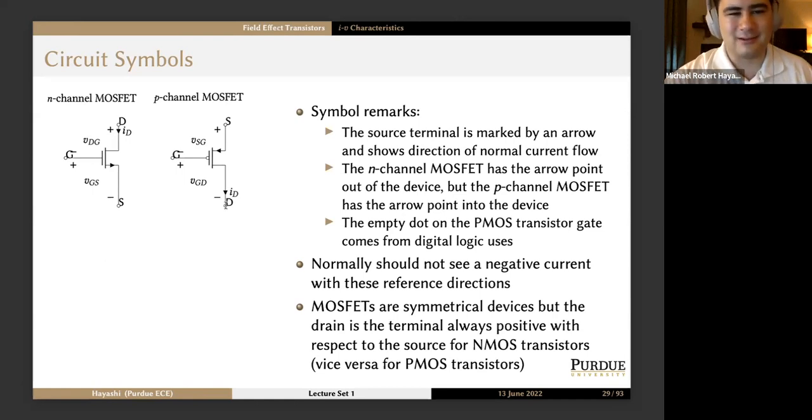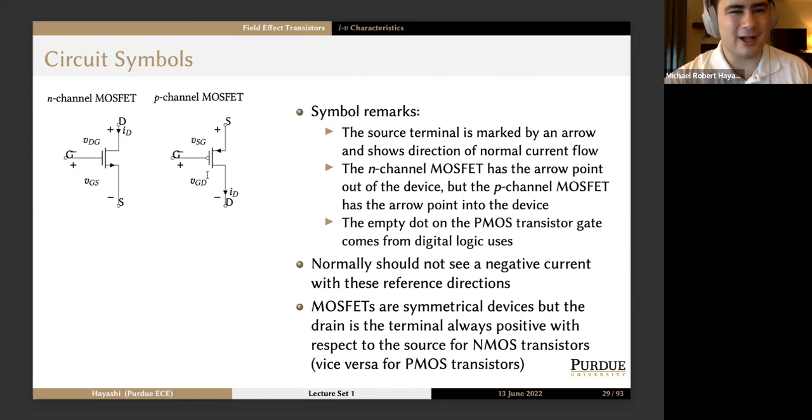And out. So yeah, that checks out. The N-channel MOSFET has the arrow point out of the device, whereas the P-channel MOSFET has the arrow point into the device. And usually I'm going to draw this with this little circle here on the gate of the P-channel MOSFET.